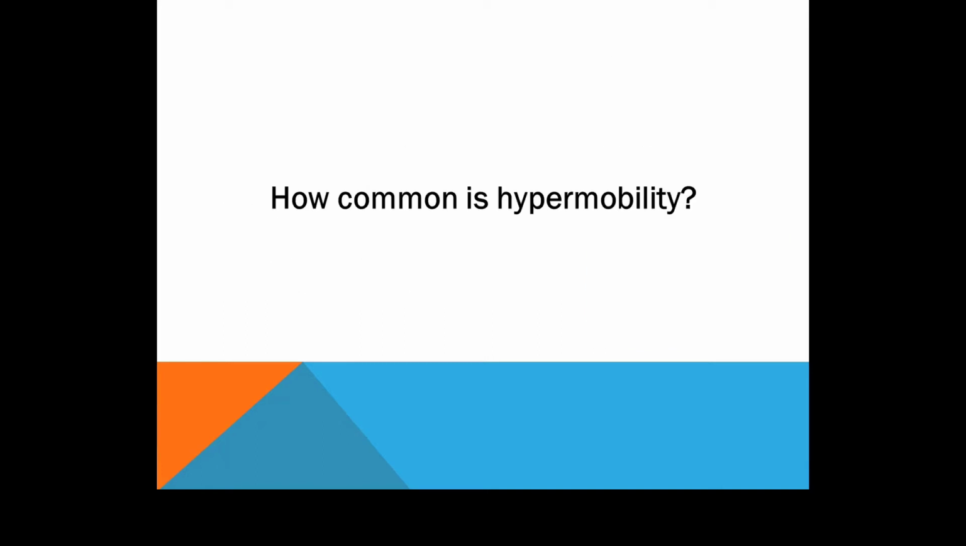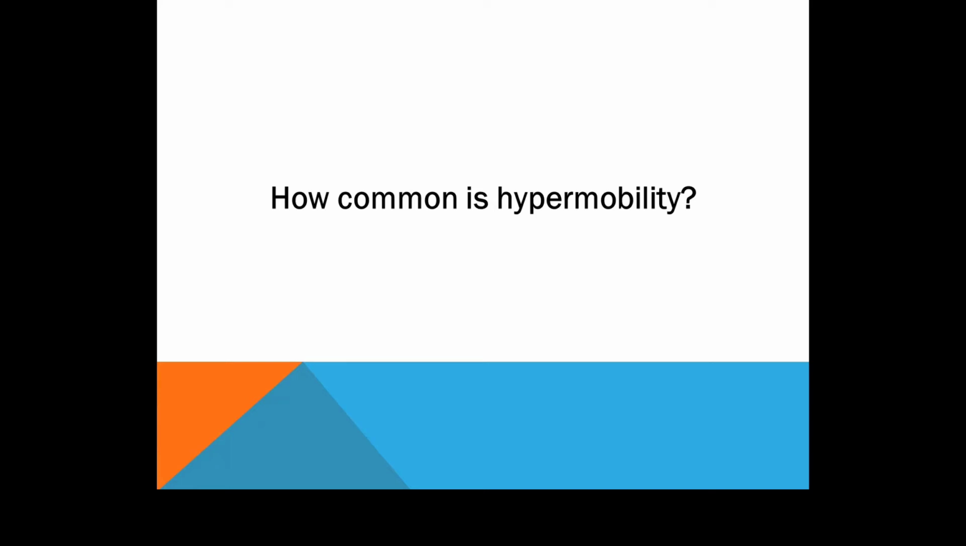So how common is hypermobility? The answers, from looking at different articles and research, vary between about 15 to 30% in the population of children and adolescents. Now that's quite a wide statistic, and that's because it's not that well reported or not that well diagnosed as a condition. And it's thought that it decreases that percentage as we get older in the population.